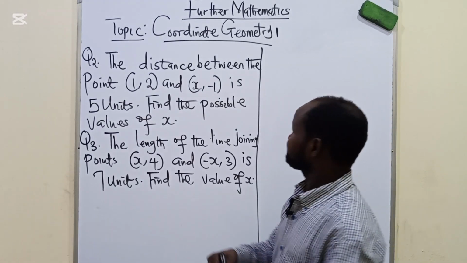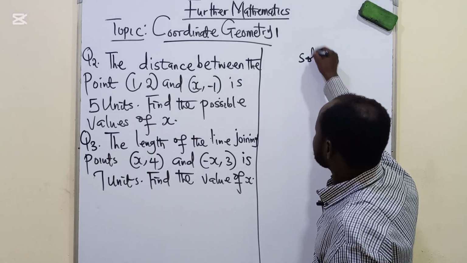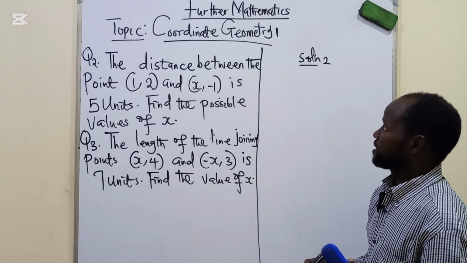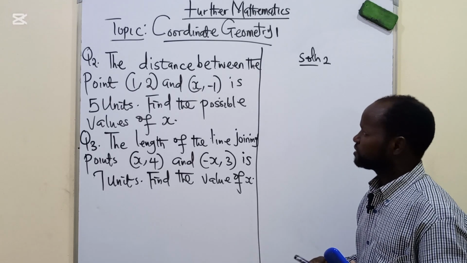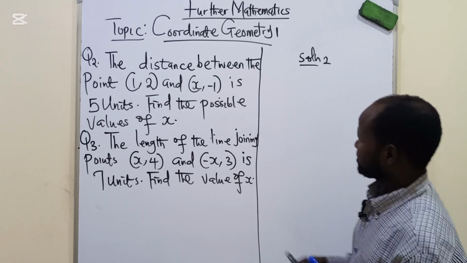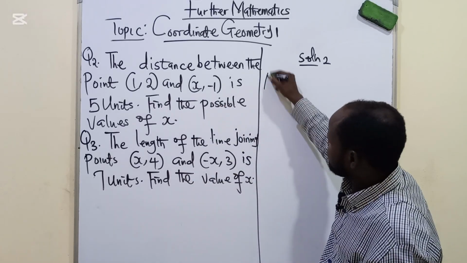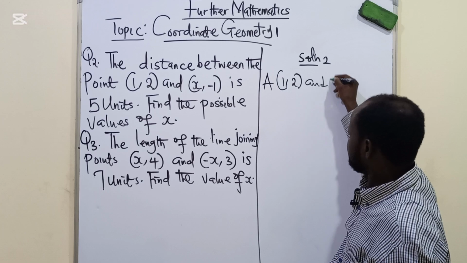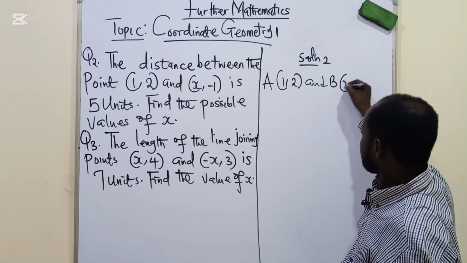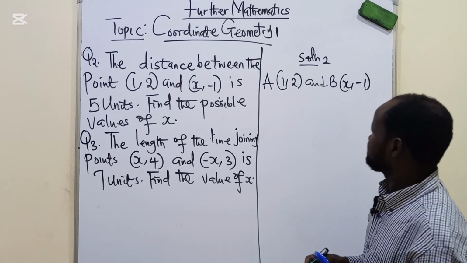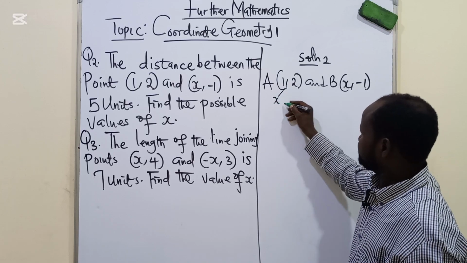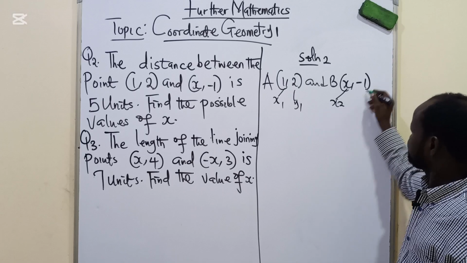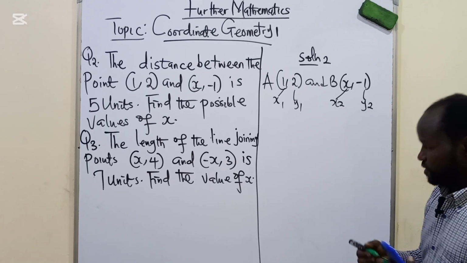Let's write down the solution to see how we can solve question 2, because this is example 2. We're talking about distance between 2 points. Very important, we can define these points. Let the first point be A, that's (1, 2), and the other point be B, which is (x, -1). Here, this is our x1 and this is our y1. This point, this is x2 and this is y2.